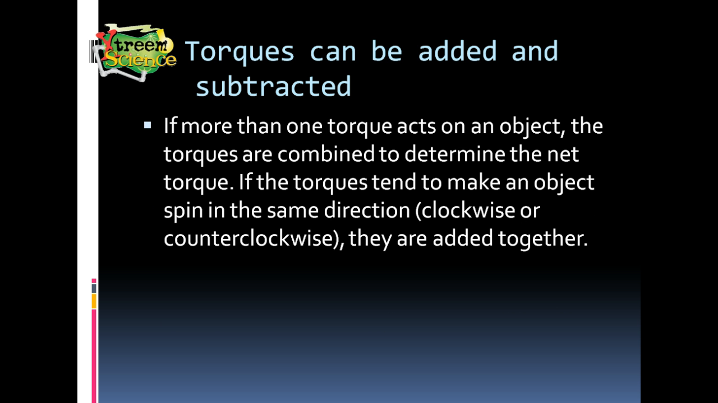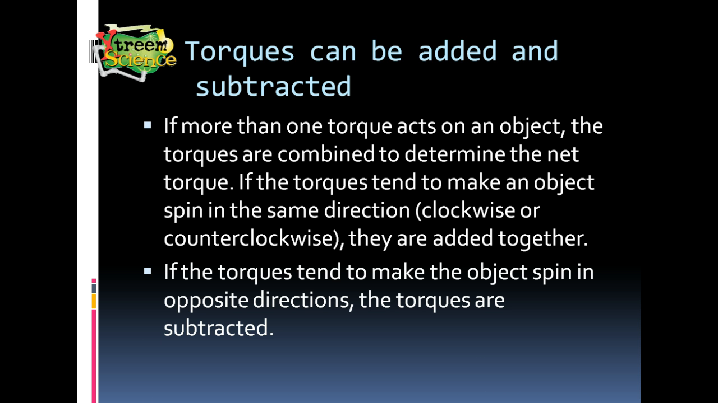So torques can be added or subtracted depending on what they're doing. If more than one torque acts on the object, the torques are combined to determine the net torque. If the torques tend to make the object spin in the same direction, it doesn't matter which, they are added together. But if the torques tend to make the object spin in opposite directions, they are subtracted. So if they're working together to help each other, we add them. If they're working against each other, we subtract them.